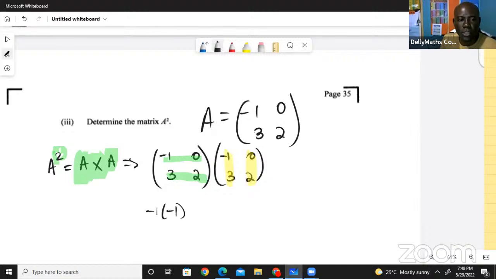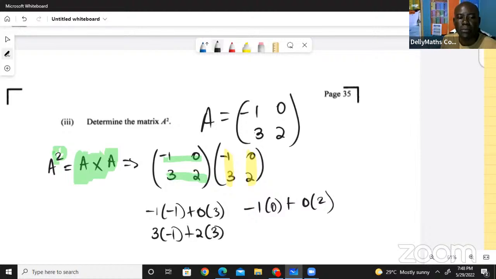So we're going for that. -1 times -1 plus 0 times 3. -1 times 0 plus 0 times 2. Next, 3 times -1 plus 2 times 3. 3 times 0 plus 2 times 2. Let's go down some more.